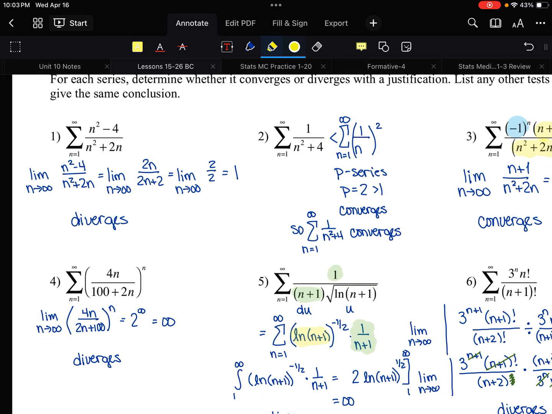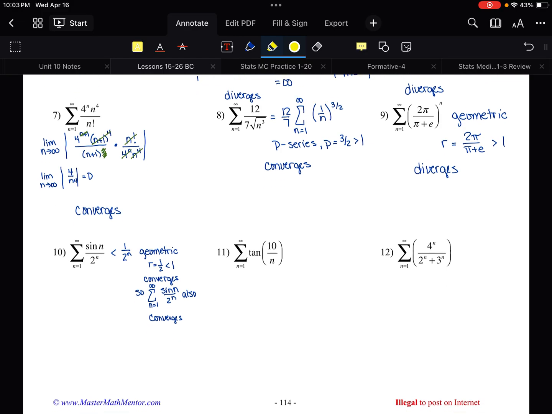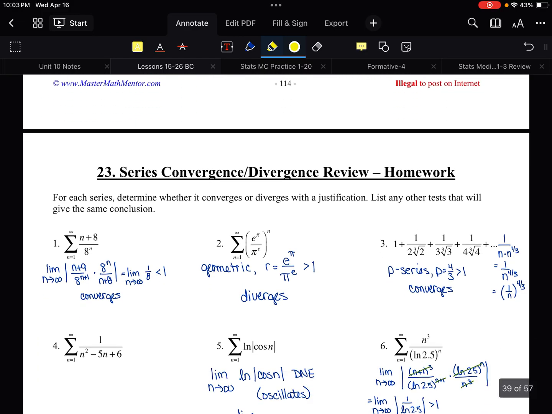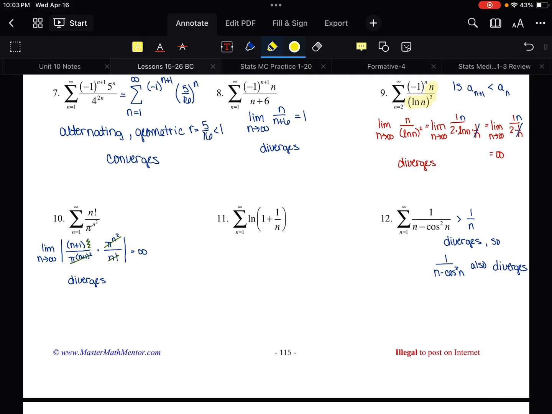So I hope that kind of helped explain all the different types. And I've also worked out some of the homework problems if you want to look through those. I'm also going to post those on Classroom. Probably not for a grade, but for practice. These are really good practice problems. And hope that helped sum up all the series stuff.